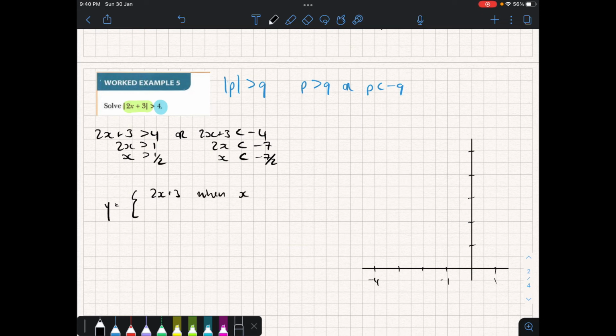And this is when x is going to be greater than minus 3 over 2. Or we're going to have minus 2x plus 3, and this is when x is less than minus 3 over 2. So minus 3 over 2 is just minus 1.5, and we're going to have an intercept of positive 3. We need to draw the y equals 4 line.